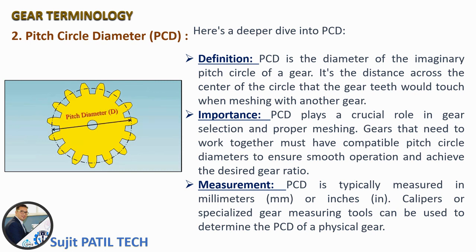Importance: PCD plays a crucial role in gear selection and proper meshing. Gears that need to work together must have compatible pitch circle diameters to ensure smooth operation and achieve the desired gear ratio. Measurement: PCD is typically measured in millimeters, mm, or inches, in. Calipers or specialized gear measuring tools can be used to determine the PCD of a physical gear.